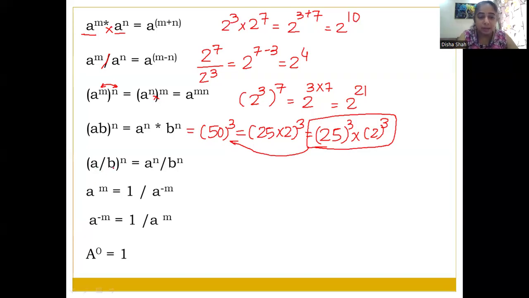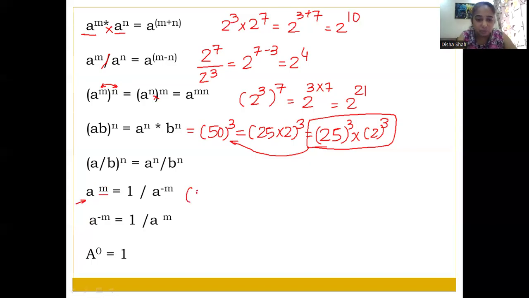Next, a by b raised to n can be written as a raised to n divided by b raised to n. So if it is division, division will come. Now this is a very important property: a raised to m is equal to 1 upon a raised to minus m. So if we have to change the sign of the power, we have to take the reciprocal of the base.